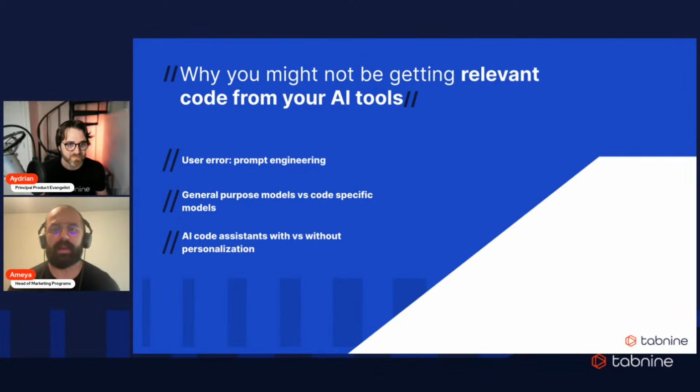All right, why you might not be getting relevant code from your AI tools. There's a lot of angles to this, right, Adrian? But I think the first one is just user error and prompt engineering. These are pretty new tools. People are still learning how to use them, and there are some differences between each one. In terms of Tabnine, for example, a lot of the action happens through the AI chat agent inside your IDE, whereas with other tools, it's more of an auto-completion thing, right?